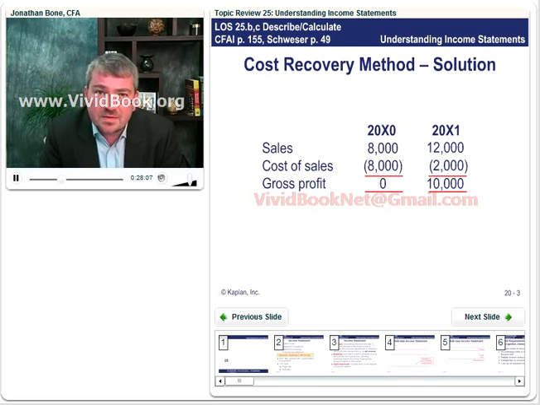So notice we've got the same gross profit as we did with the installment sales method. All that's happened with cost recovery is we have delayed recognition. So we're not recognizing it until X1, whereas of course under the installment method, some was recognized in X0, some was recognized in X1.